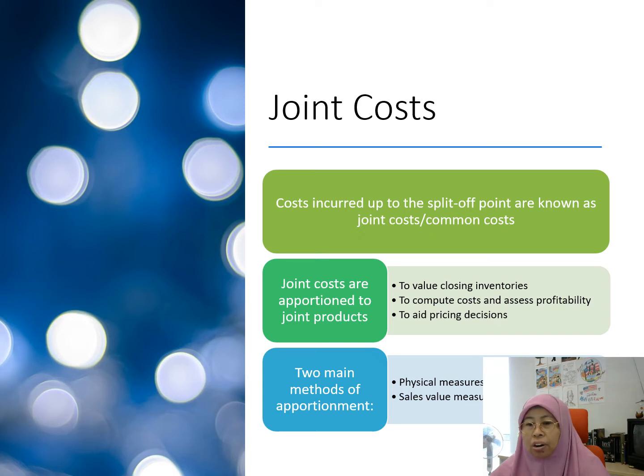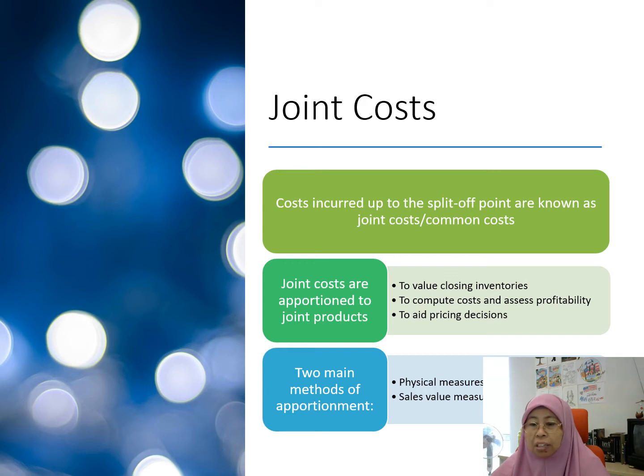So the joint costs are apportioned to the joint products for the purpose of valuing the closing inventories, computing the cost and assessing the profitability of the production, and assisting in making decisions, especially on pricing. So usually all the costs incurred on a joint production process are allocated to the joint products, whereas no costs are typically allocated to any byproducts.